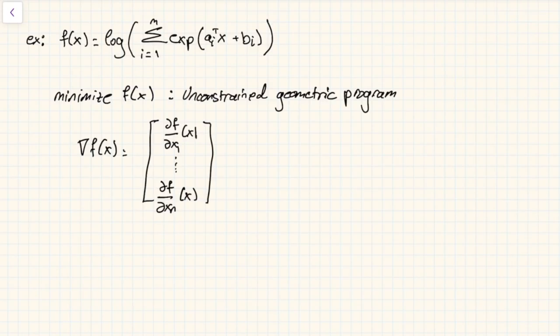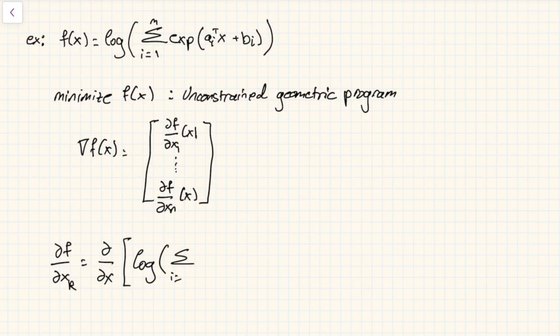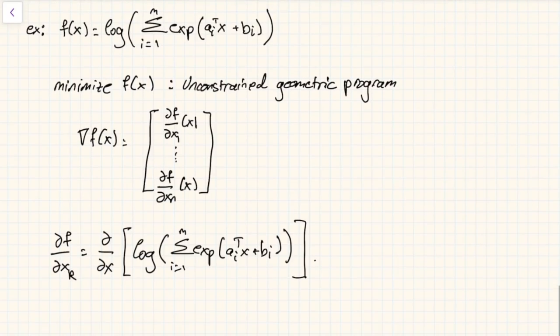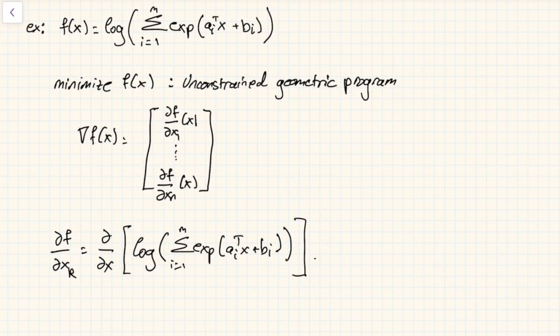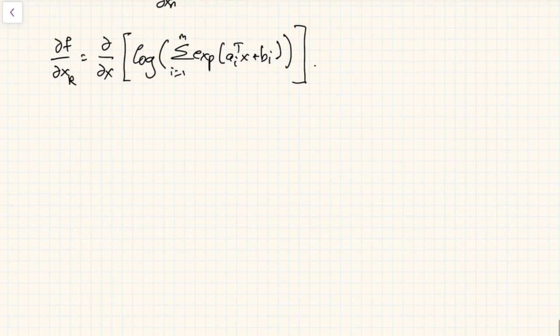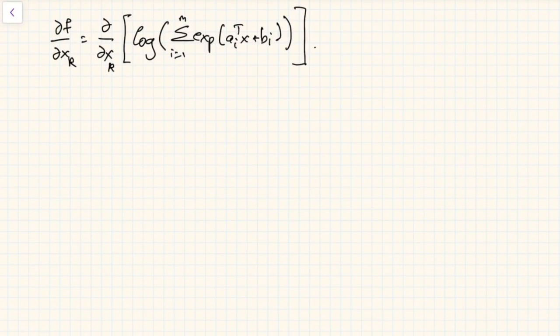If you take a look at one of those entries, let's say the kth entry, so let's say I am interested in the partial derivative with respect to xk of the function, so log sum of exponentials of affine transformations as such. Well, this is easily done as, let me make some space right here. This is xk, not x.